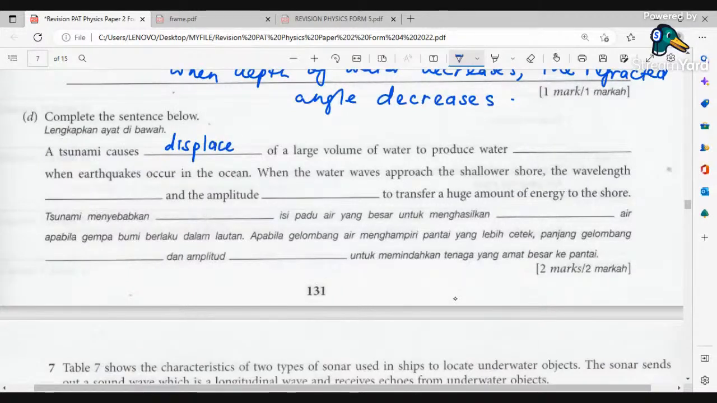Displacement, pergerakan air. Large volume of water produce water waves. When earthquake occur in the ocean, when water wave approach shallower shore, the wavelength decreases because shallower, and the amplitude increases.